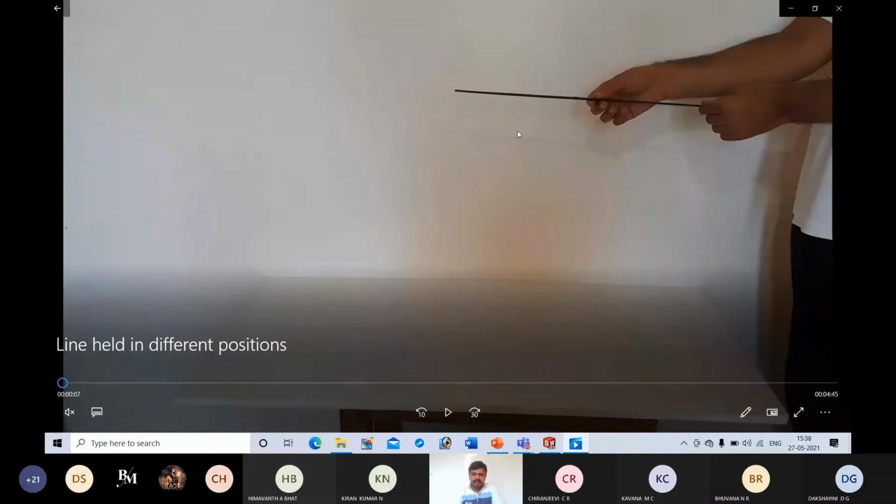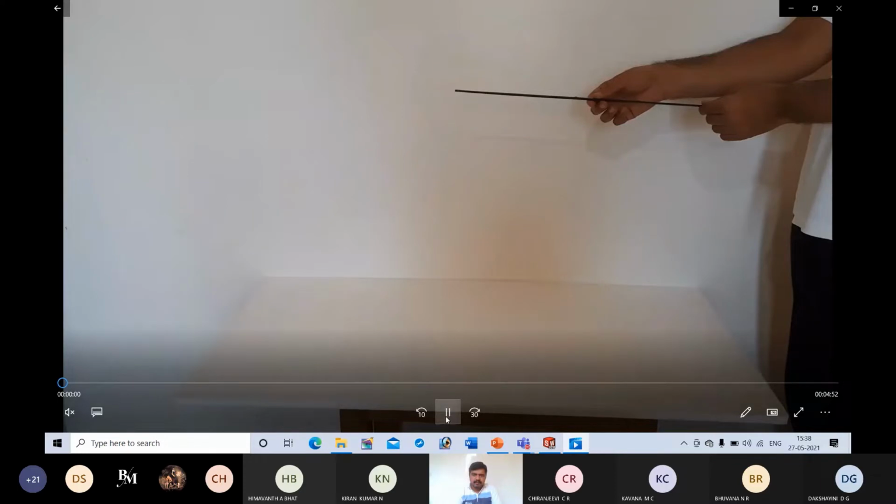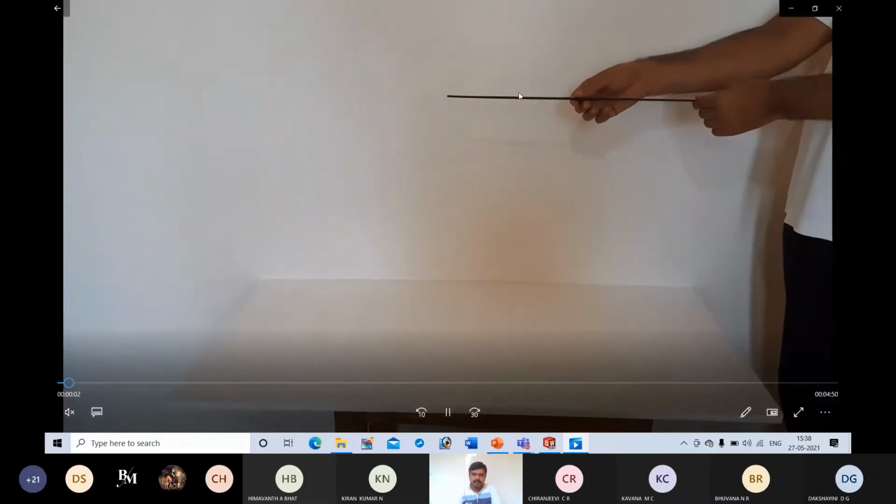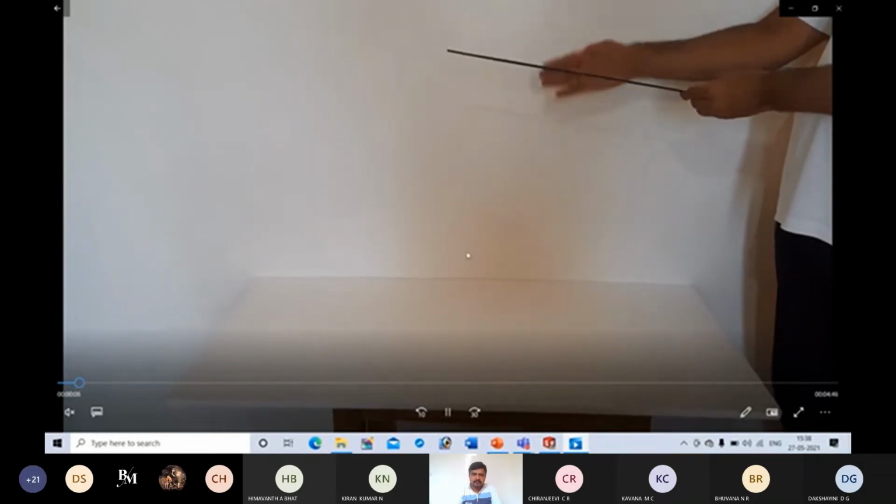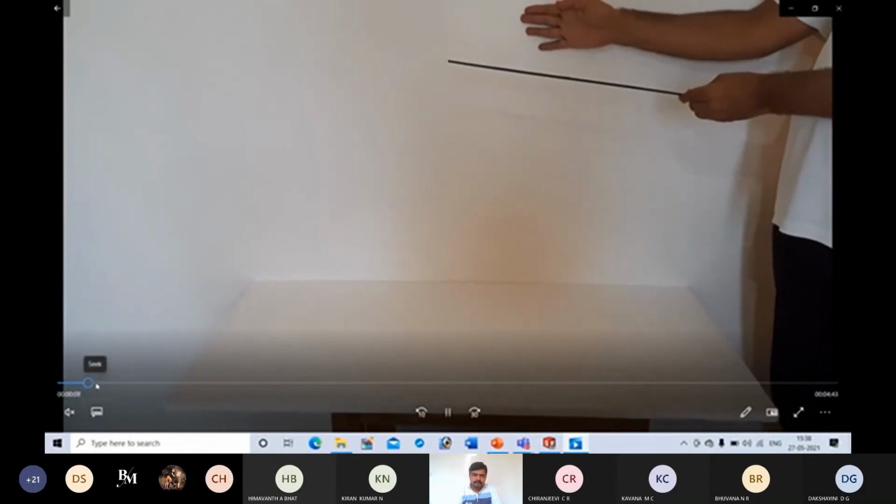Okay, so consider this as a line, and consider this as the vertical plane and this as the horizontal plane. Now, this is parallel to both VP and HP. This thermocol sheet which I kept, you should consider as the horizontal plane, and this wall as the vertical plane. If I keep a line like this, it is parallel to HP and also parallel to VP. So this is one way. This is parallel to both the planes.